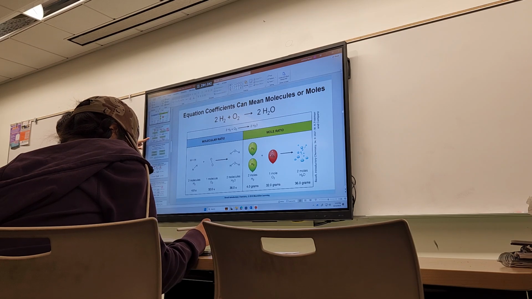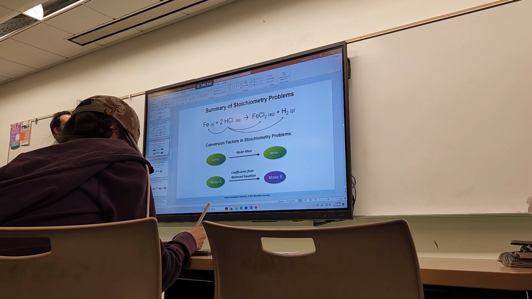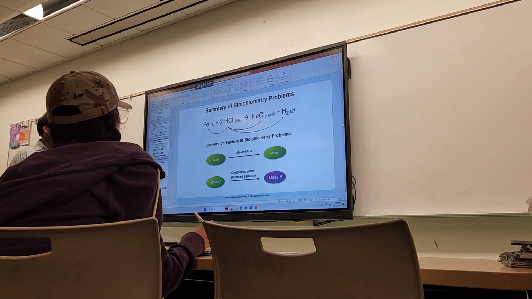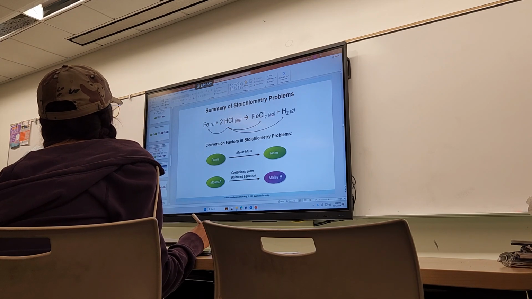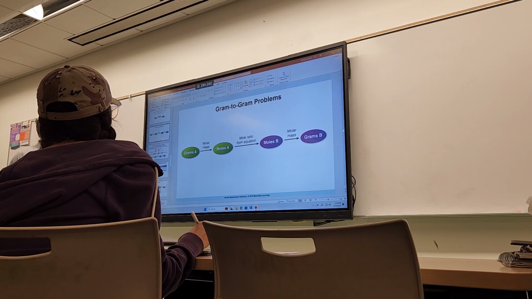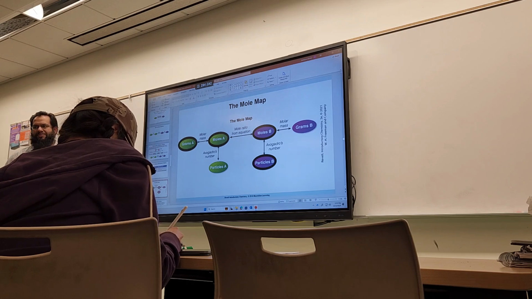Then we went over a balanced chemical reaction. Using the mole maps, from one of the reactants or one of the products, you can figure out everything else in your balanced chemical reaction. And then here you have an example of a grams to grams calculation, which will require 3 steps.